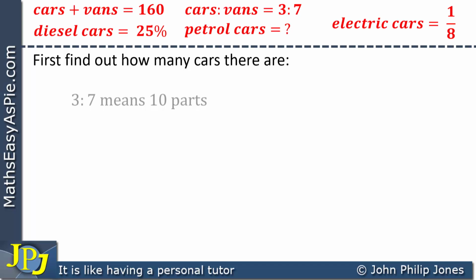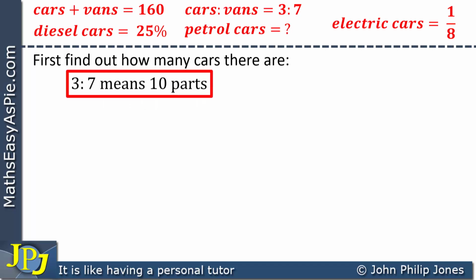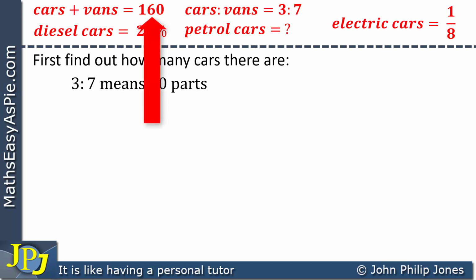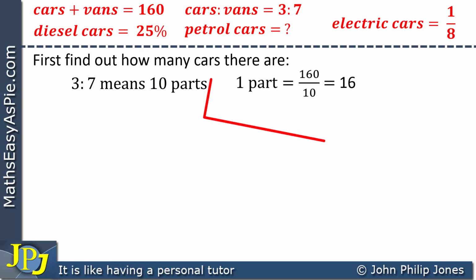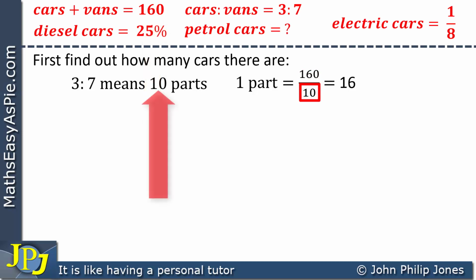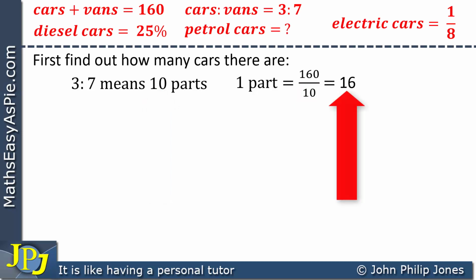So I can write out here that 3 to 7 means 10 parts. Now, the reason I know I've got 10 parts is quite straightforward. You add this 3 to this 7, which obviously gives us the value of 10. I can now use this number here, the 160, and divide it by this 10, and I'll find out what one part is worth. So let's do that calculation here, and you can see I've got 160, which is taken from here, and I'm dividing that by 10, which I took from here where we had 10 parts. And the result, as you can see, is equal to 16.